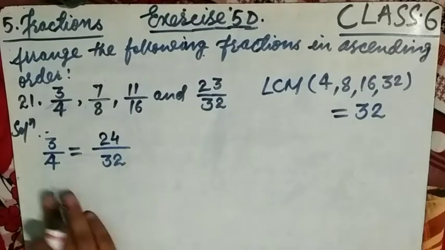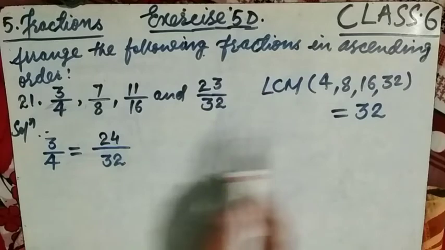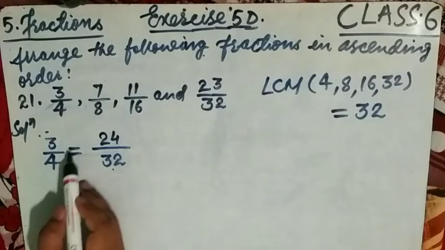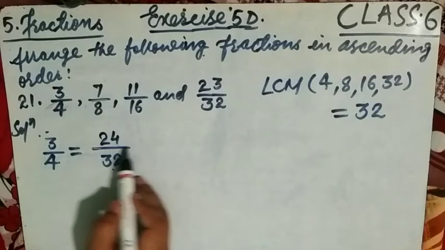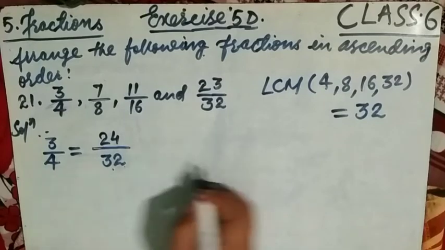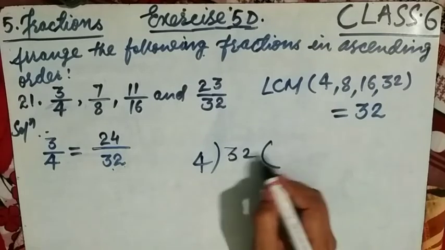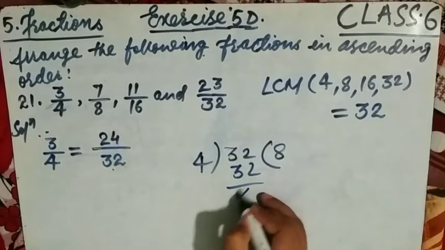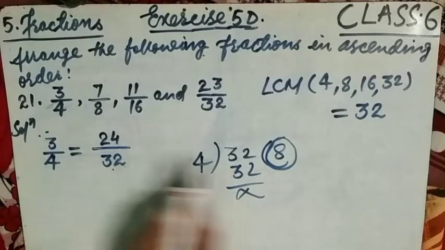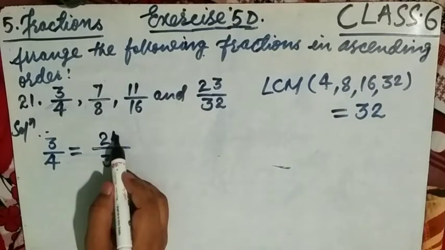Now we are going to explain once again. Because we are going to change all the fractions to denominator 32, we first work on 3 by 4. Write 3 by 4 is equal to, a line, and the denominator should be 32. Then divide 32 by 4. Have a look, friends: 4 times 8 is 32. That means the quotient is 8. This quotient is multiplied by the numerator, so 8 multiplied by 3 becomes 24. Hence we can say 3 by 4 is equal to 24 by 32.